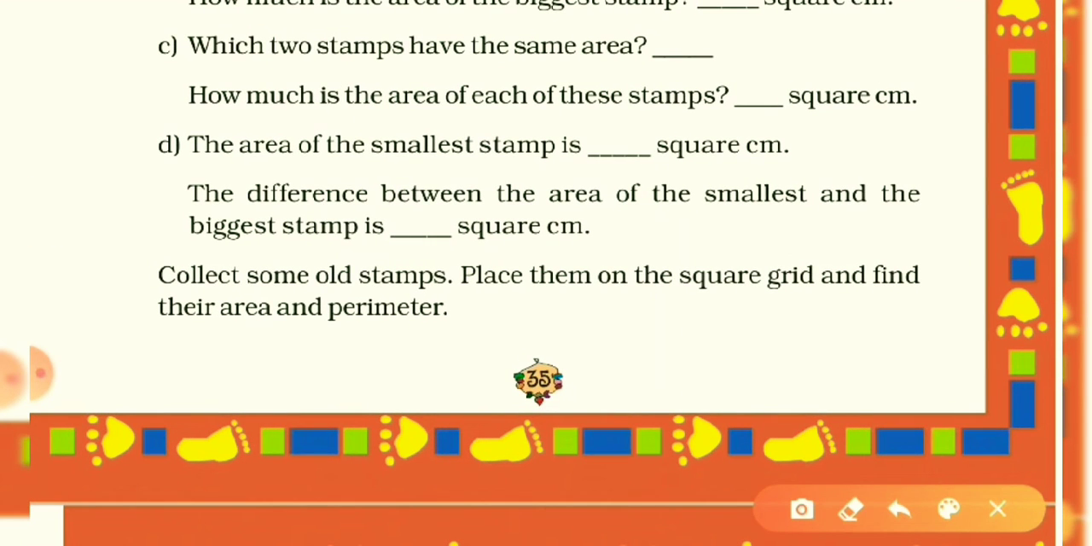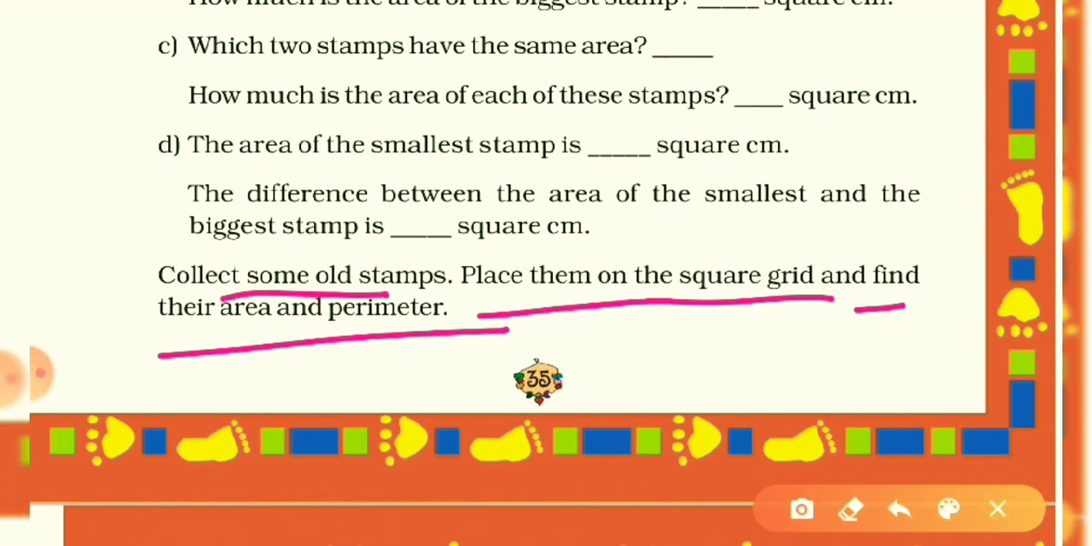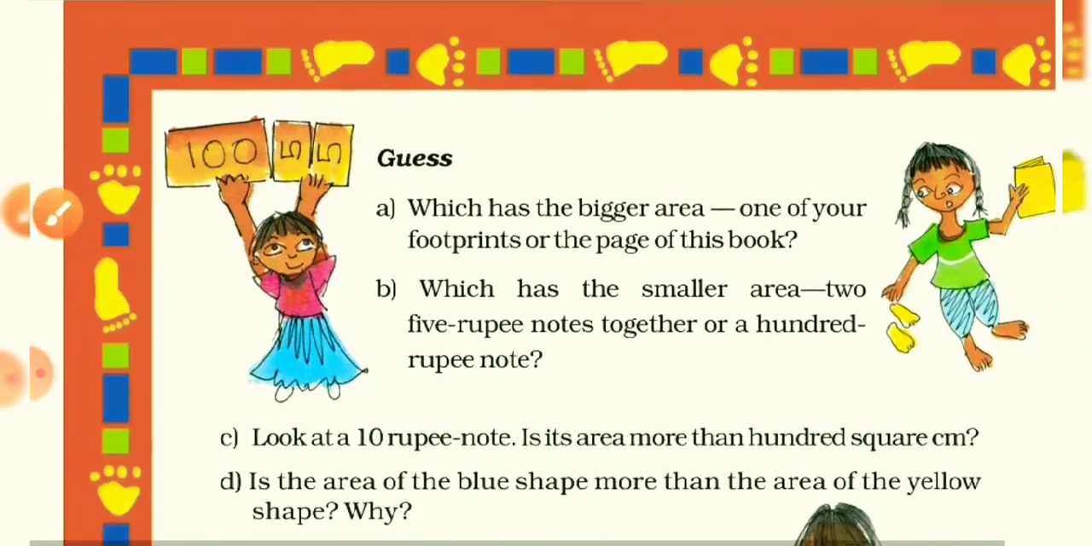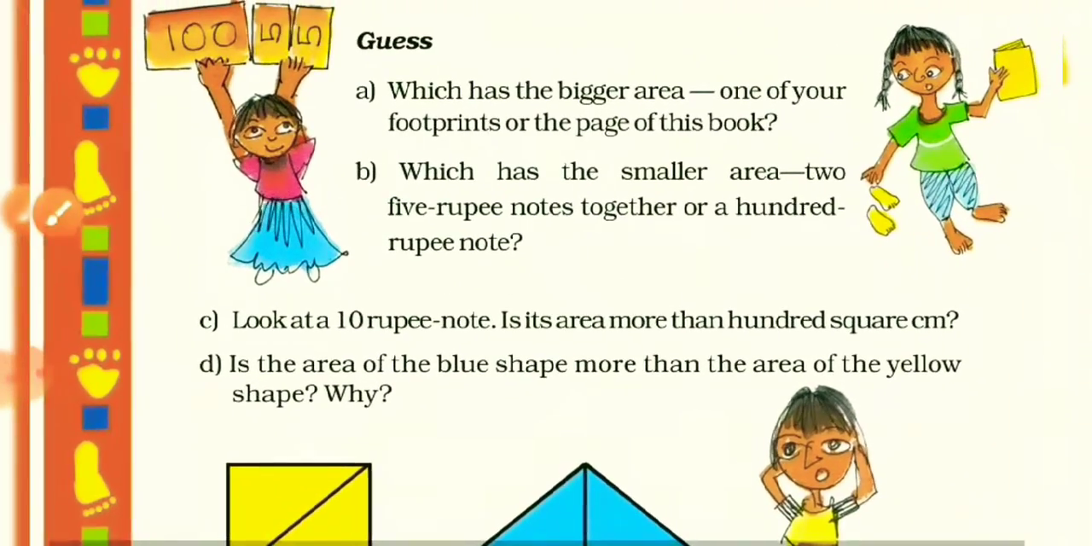Now next, collect some old stamps, place them on the square grid and find their area and perimeter. So this is your activity, you can do it at your home. Now come to the next question. Some guess questions are here. Which has the bigger area?